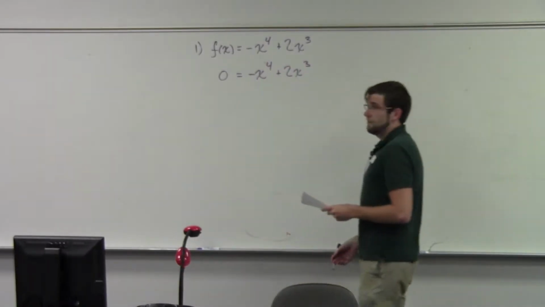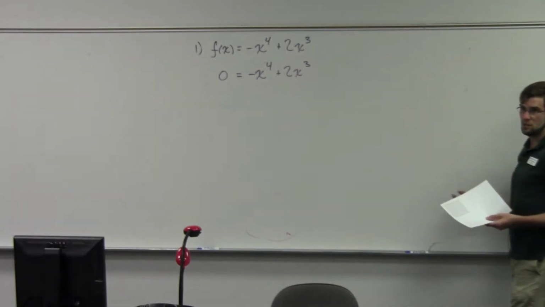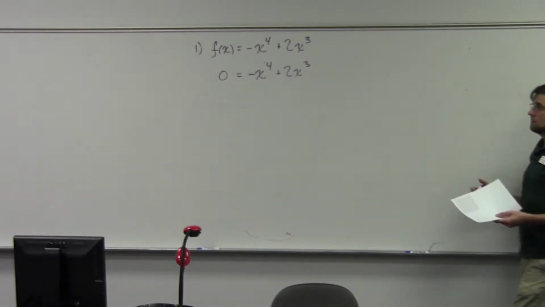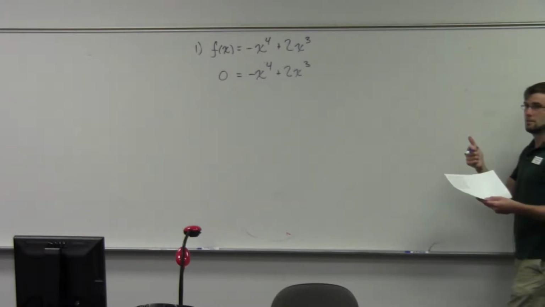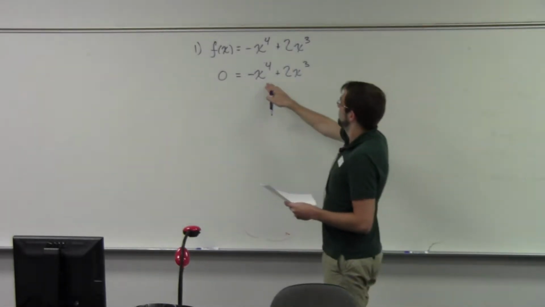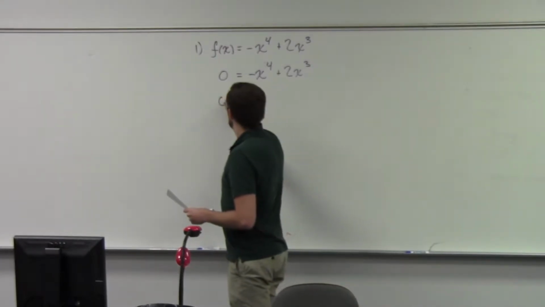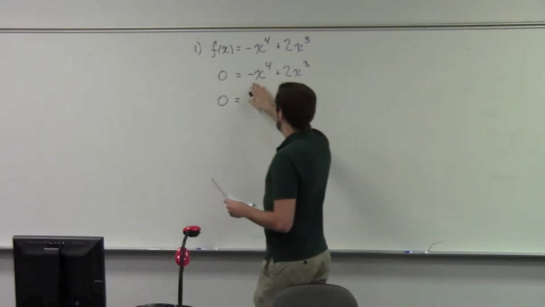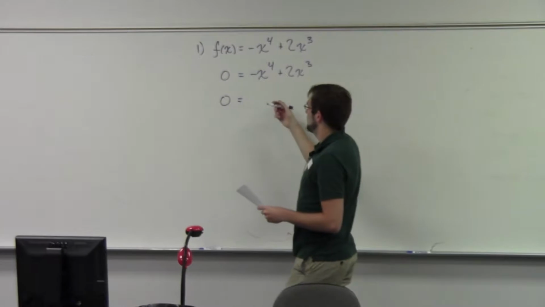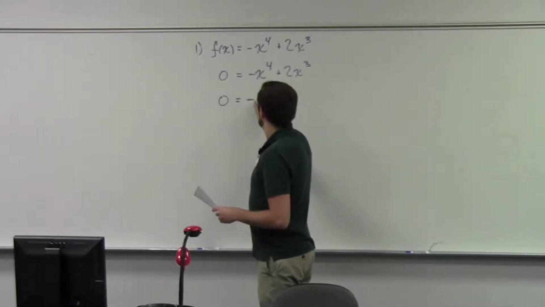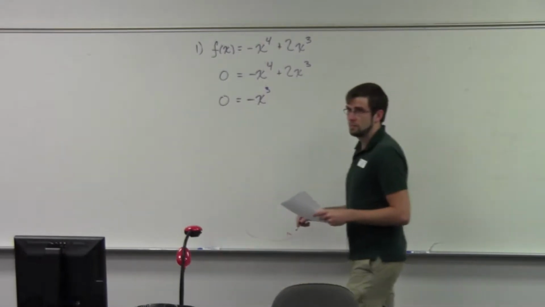And the first thing I'm going to do is factor if I can. Can I factor this? Yes, I can factor it. So here I have 4 x's and here I have 3 x's. So I'm going to factor out, well, I don't like having a negative here, so I'm going to factor out a negative x. So I'm going to factor out negative x cubed. Is that okay with everybody?